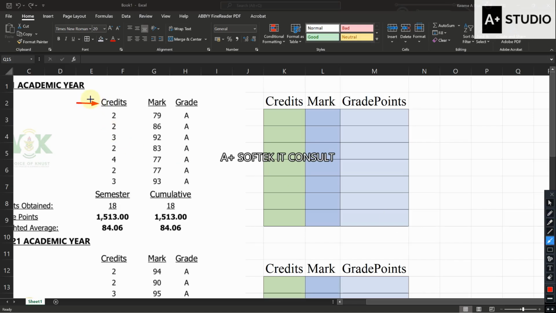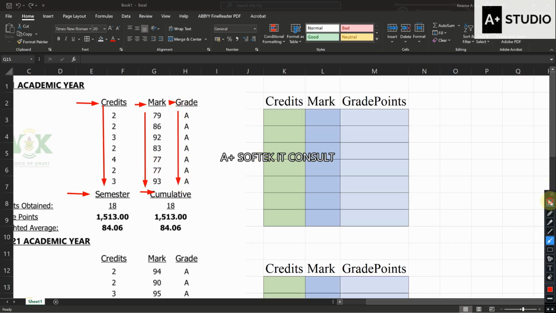That is the amount of time, the number of hours required for a lecture to go on, or the amount of time a student should take a particular course. And then we have the mark, the grade, and then we have semester and cumulative. So these are the credit hours, and these are the marks that a student should get. And then we realize that 70 to 100 is an A, 60 to 69 is a B, 50 to 59 is a C, and then it goes on and on. These are the grade letters.